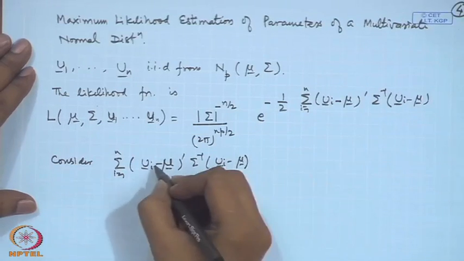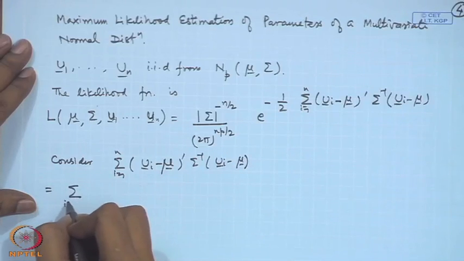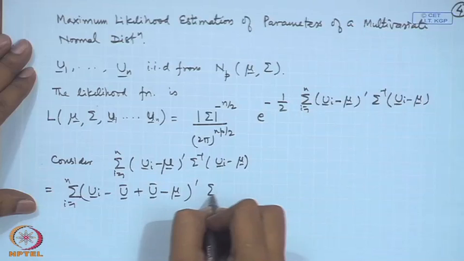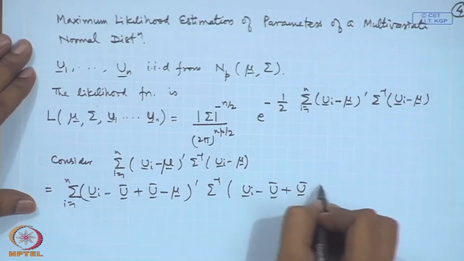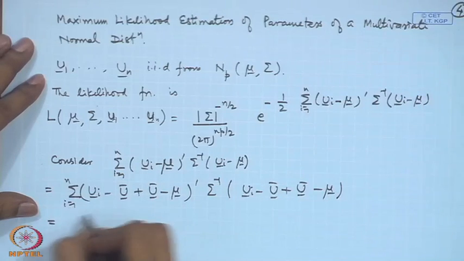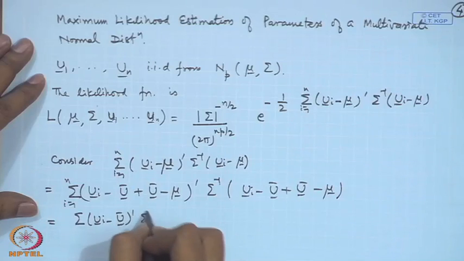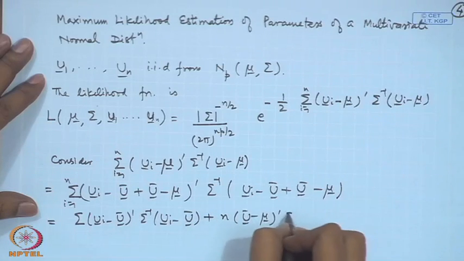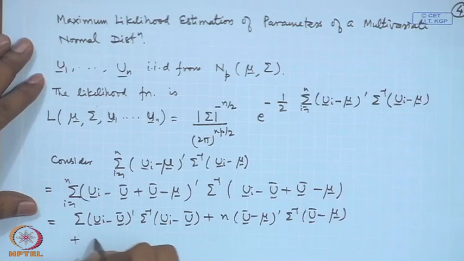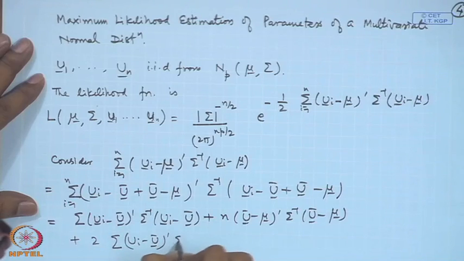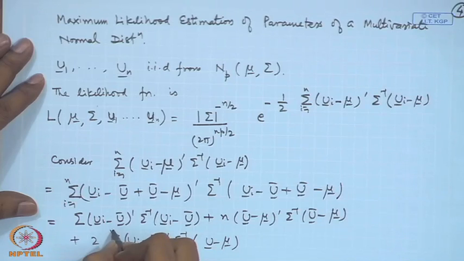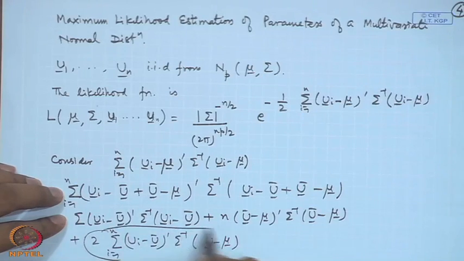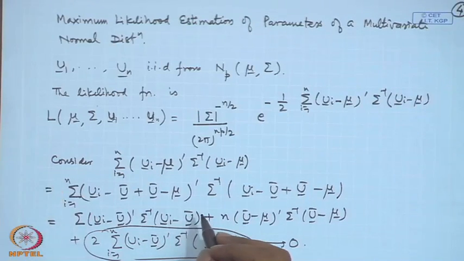Here we add and subtract the sample mean vector. So, this becomes sum over i equals 1 to n of (U_i minus U bar plus U bar minus mu) prime Sigma inverse, and we expand this. So, sum of (U_i minus U bar) prime Sigma inverse (U_i minus U bar) plus n times (U bar minus mu) prime Sigma inverse (U bar minus mu) plus twice sum of (U_i minus U bar) prime Sigma inverse (U bar minus mu), i equals 1 to n. Now, if I apply the summation here, I get U bar minus U bar. So, this term is actually 0, this term vanishes. So, we are getting only this part here.